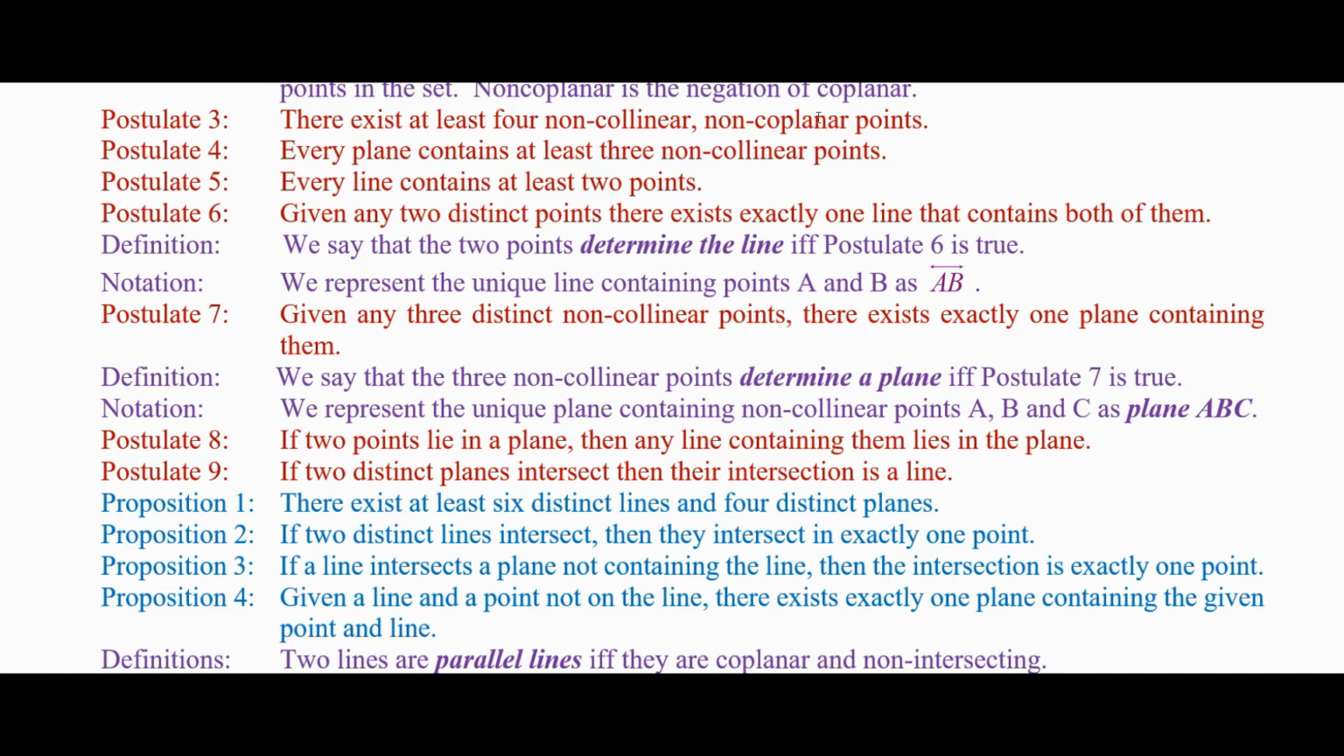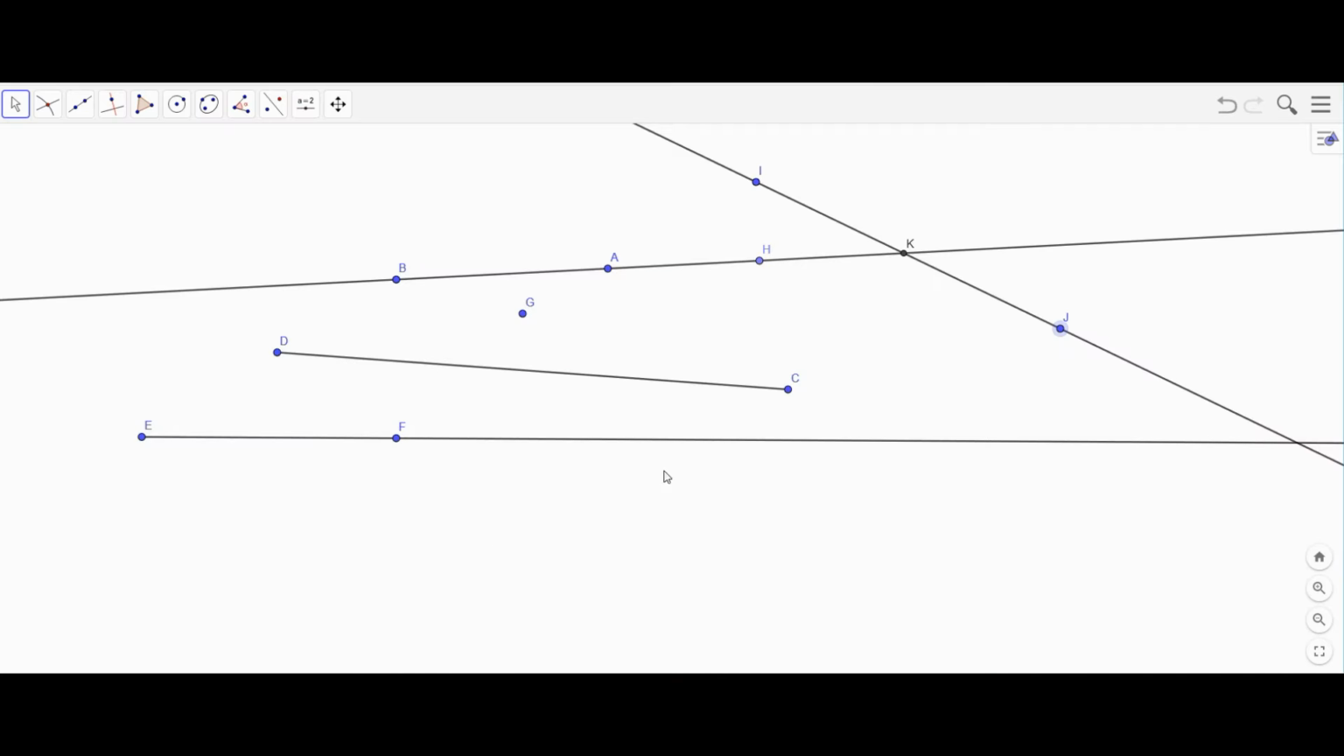There exist at least 4 non-collinear, non-coplanar points. We're not talking about the non-coplanar at this point because we're within a single plane, but definitely there are points that are not all on the same line, and we saw that here. For example, the point G is not on this line that contains A and B, line AB.